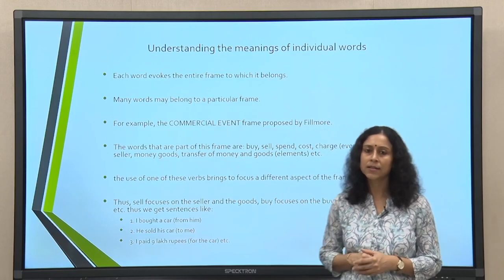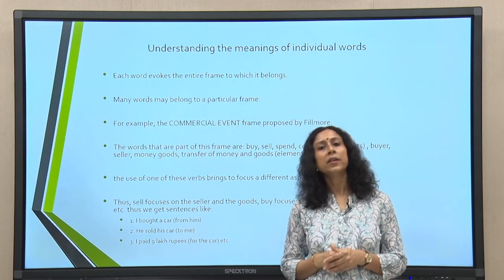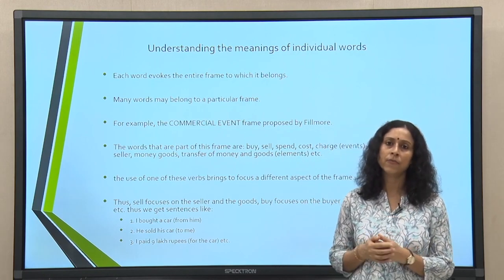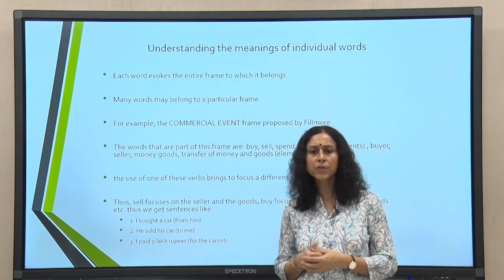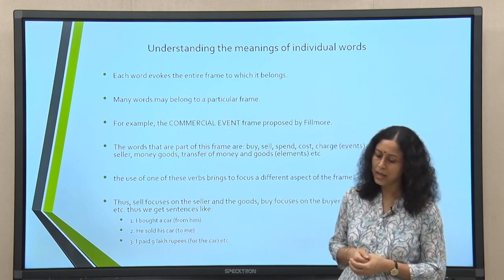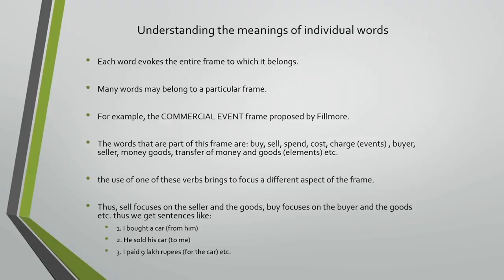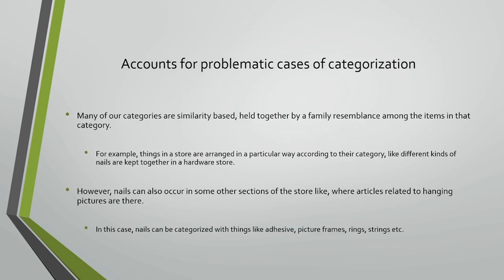First and foremost, it helps us understand the meaning of individual words, because we understand meanings of words in relative terms, in the backdrop of a bigger picture, because we have already seen that words invoke the frame. And many words may belong to a particular frame, like all the elements and all the events are part of a larger frame, like we have just seen. So, commercial event frame, we have just seen how these things are part of the same frame. And then depending on which of these elements or events you use in a particular sentence, we are simply highlighting that aspect that you have already seen.